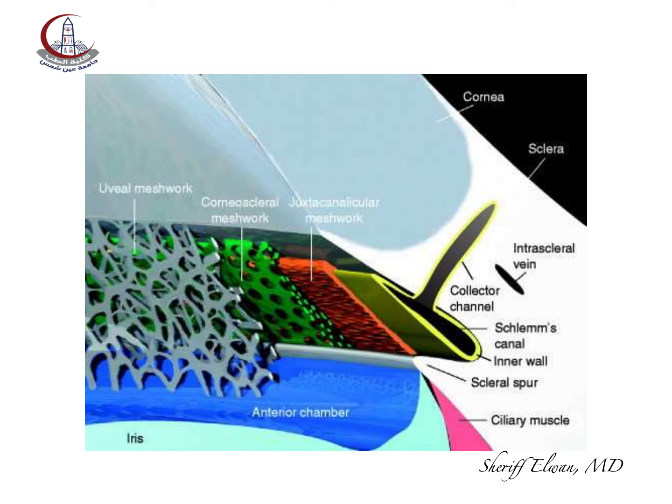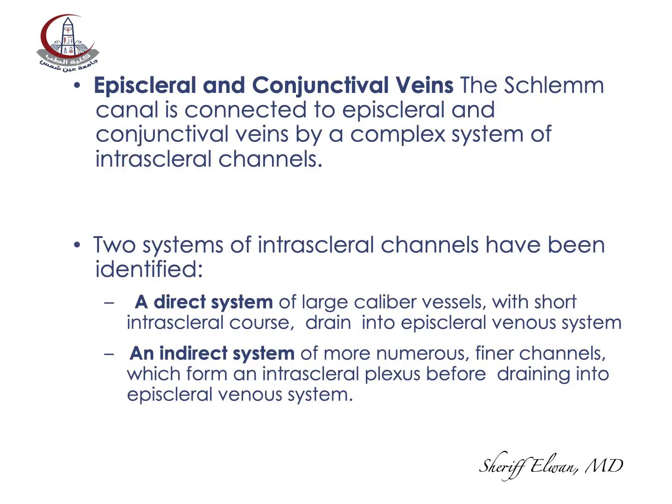This is a three-dimensional diagram of the area of the angle of the anterior chamber, which is formed of the uveal meshwork, as we said, and the corneoscleral meshwork, and finally the juxtacanalicular meshwork that are inner to the Schlemm's canal that connects to the collector channel and the intrascleral veins. Schlemm's canal is connected to the episcleral and conjunctival veins by a complex system of intrascleral channels.